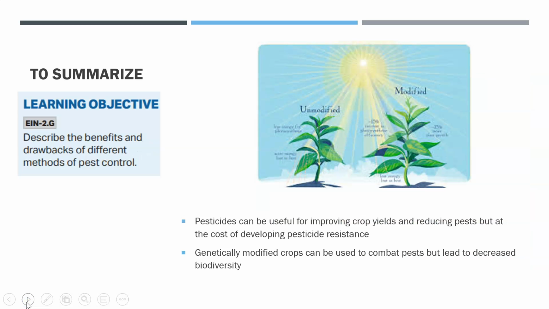So to summarize, we can describe the benefits and drawbacks of different methods of pest control. Pesticides can be useful for improving crop yields and reducing pests, but at the cost of developing pesticide resistance. And genetically modified crops can be used to combat pests, but they lead to decreased biodiversity.